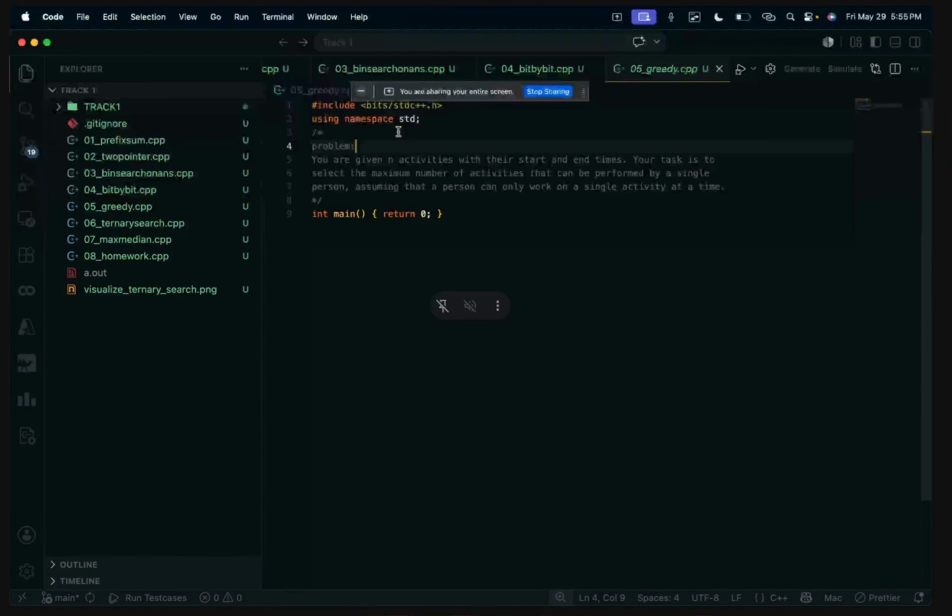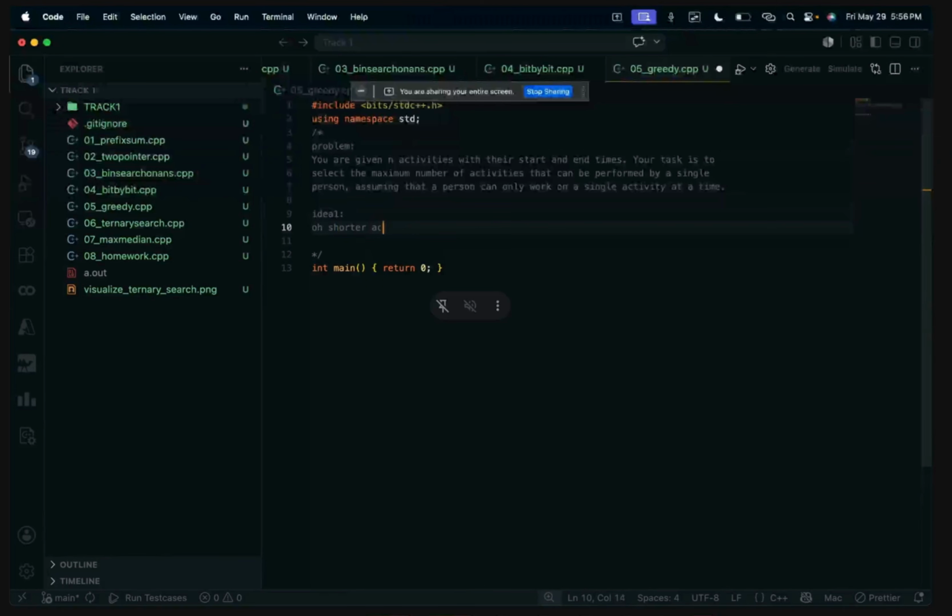To give you an example, say you have n activities, and each of these activities has a start and end time. As a human, you can only do one activity at once. You want to partake in the maximum number of activities, but you don't want these activities to overlap. So for this, you can have multiple ideas that you might think of.